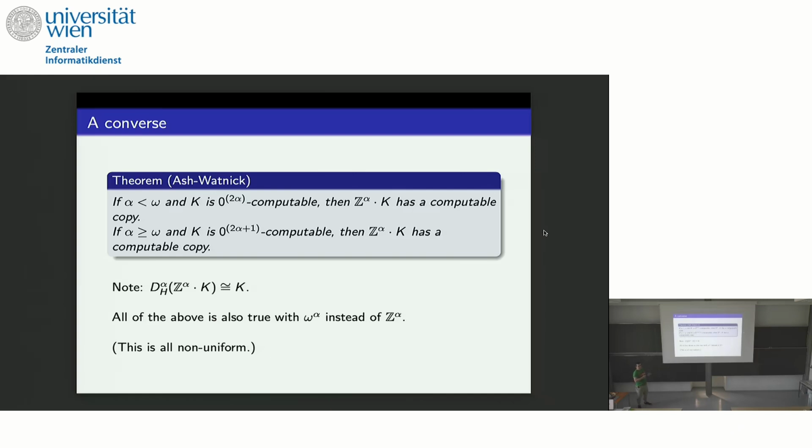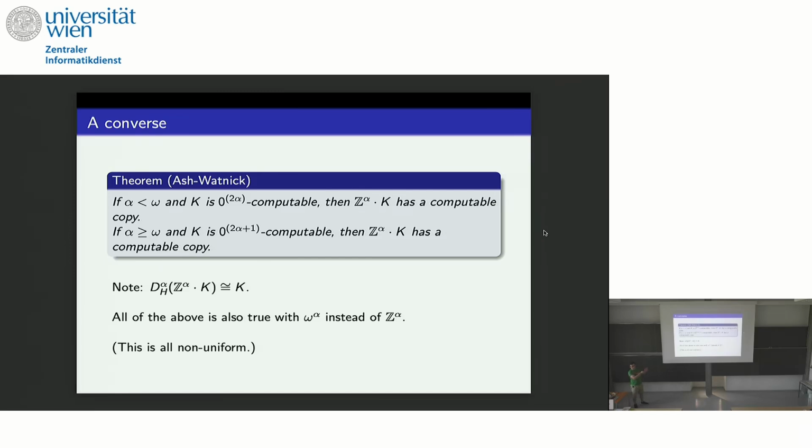If I have a linear order which is computable at the correct level, then I can take an antiderivative. So multiplying by Z to the alpha is an antiderivative. If I multiply by Z to the alpha and then I take the alpha derivative, I get back what I started with. Taking the alpha derivative required 2 alpha or 2 alpha plus 1 jumps, and multiplying by Z to the alpha removes 2 alpha or 2 alpha plus 1 jumps, finite or infinite. And you could replace Z to the alpha with omega to the alpha, and it would all still be true.